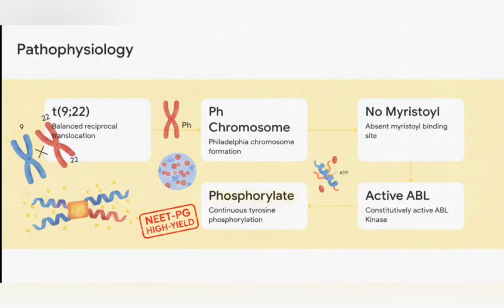Now, what's the actual problem here? Well, when the ABL gene from chromosome 9 moves and fuses with the BCR gene on chromosome 22, the normal myristoyl binding site is lost. Now, why is that so important? Because that myristoyl binding site normally auto-inhibits the ABL kinase. So absent myristoyl binding site, that means the ABL kinase becomes constitutively active. It basically acts as a permanent docking site for ATP, leading to continuous tyrosine phosphorylation. Yeh step MCQ में direct आता है, so literally do not forget it.